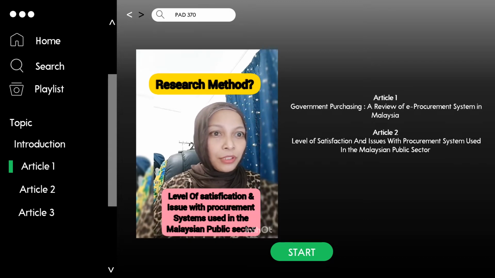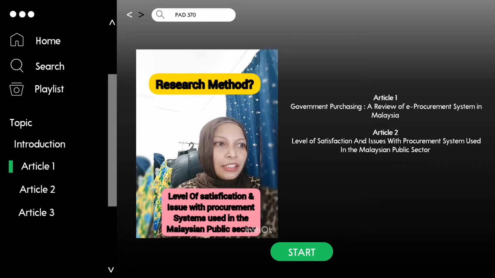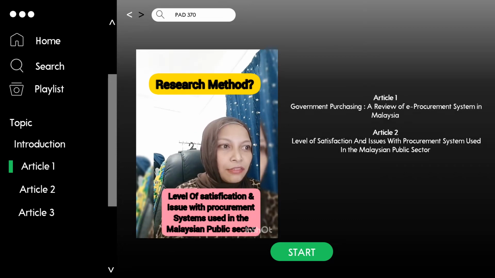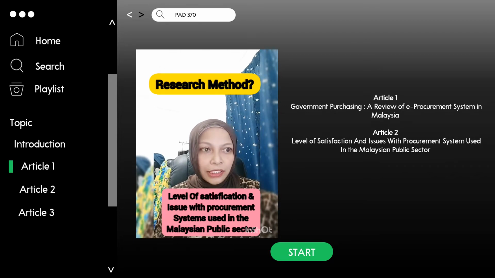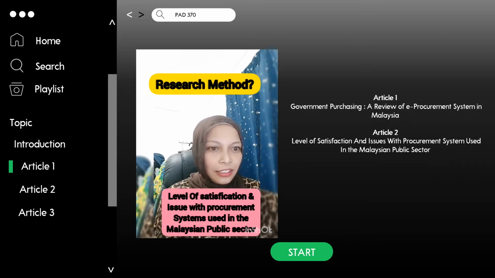Okay, for the research method, the study in this article uses an industry survey to conduct research. The survey was conducted among various stakeholders in the Malaysian construction industry. In addition, this study also uses the method of questionnaire development, which is part of the study about the procurement system applied in the Malaysian construction industry.